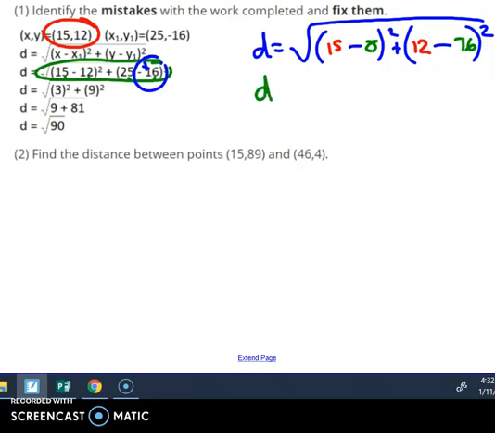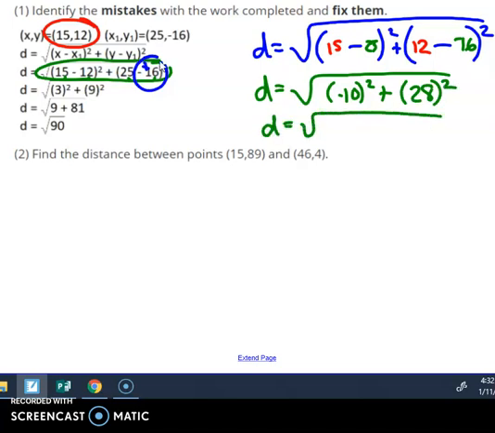So d is equal to the square root of 15 minus 25, which is negative 10, squared, and then 12 minus negative 16 actually is a positive 28, squared. So negative 10 squared is 100, and 28 squared is 784. You add 100 to that, and you get the square root of 884.